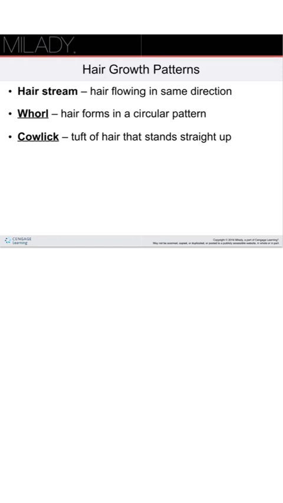Now I'm discussing some hair growth patterns. A hair stream is hair that all flows in the same direction. A whorl is hair that forms a circular pattern. Many times we will see this in the crown area of a client's growth pattern. A cowlick is a tuft of hair that stands straight up. If you cut an area of a client's hair where you will find a cowlick too short, you're going to find it to be quite unmanageable.